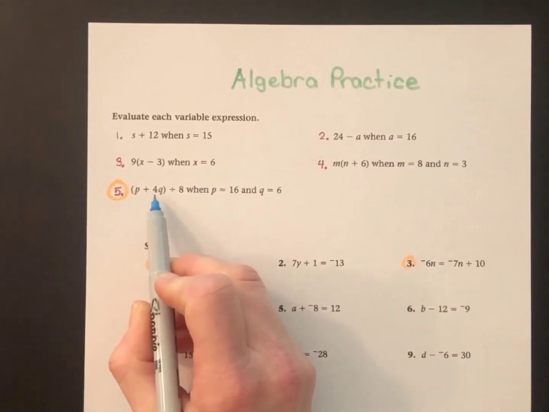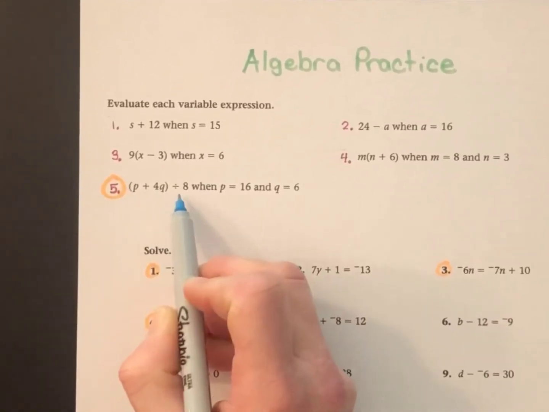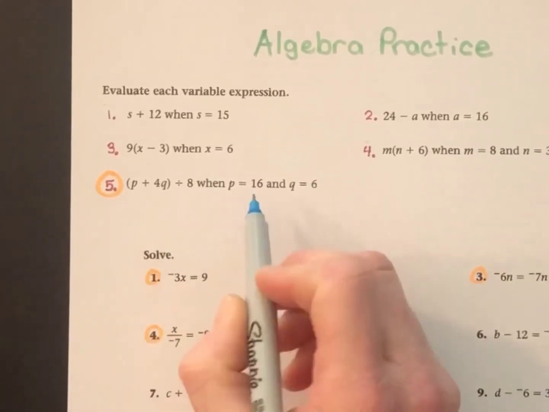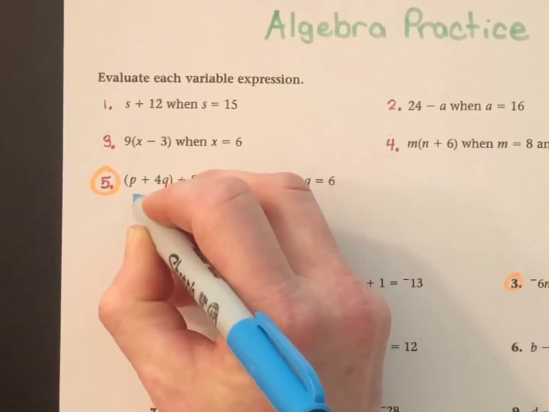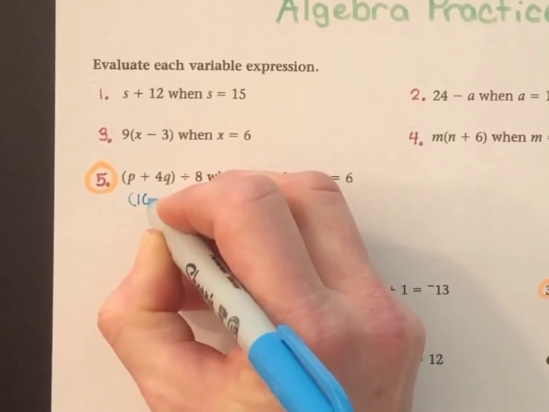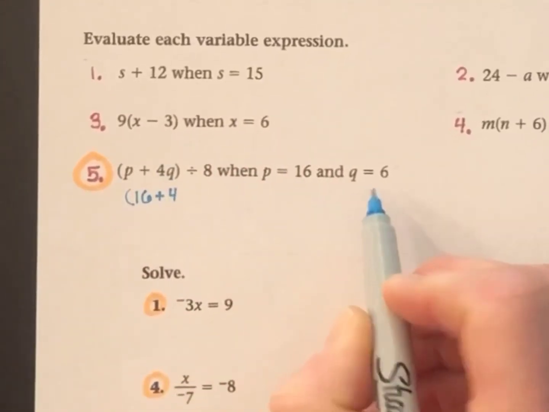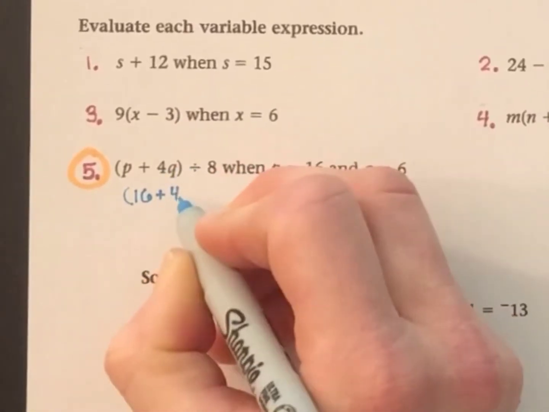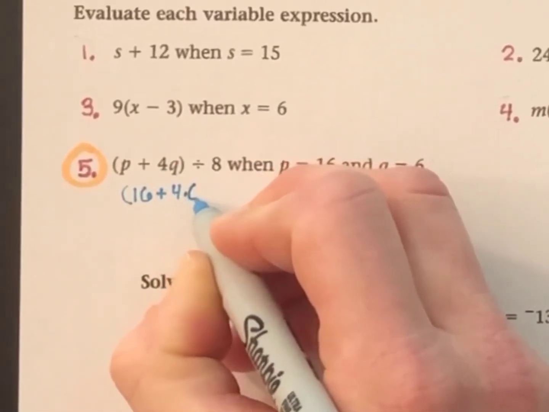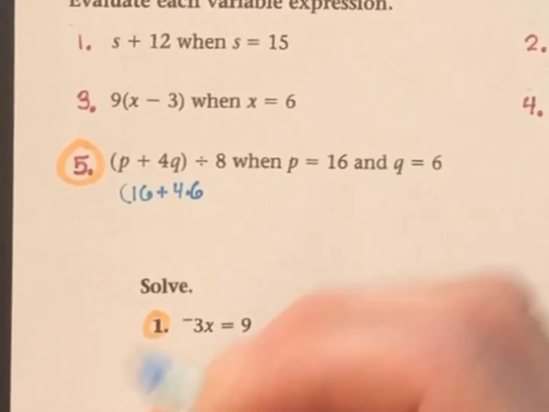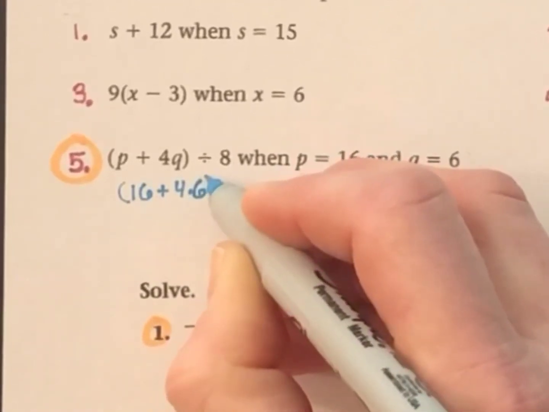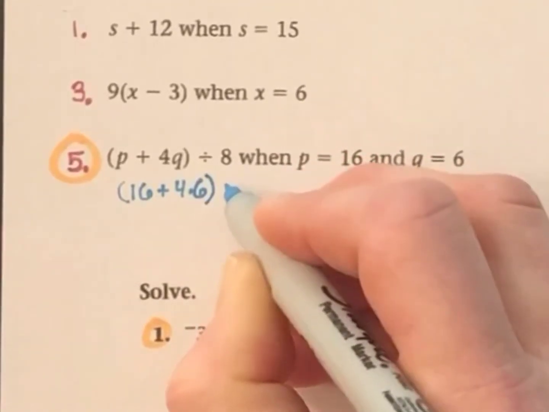P plus 4Q in parentheses divided by 8. So P is 16, so I'm going to rewrite it. 16 plus 4Q is 6. That's times, so I'll put my little dot. Since it's a positive number, I don't have to worry about putting it in parentheses, which is nice because I already have parentheses. Then I will divide that all by 8.